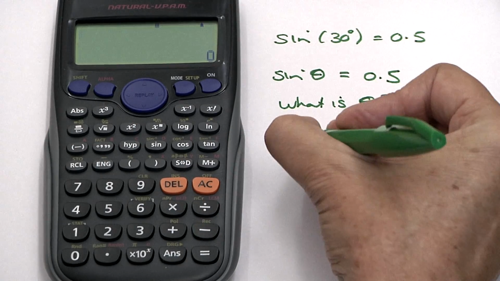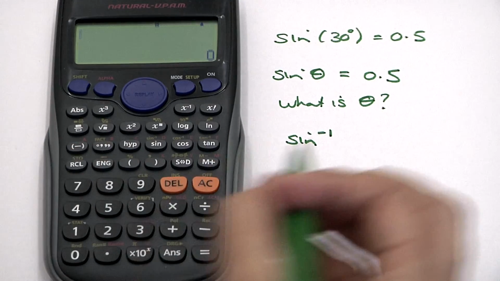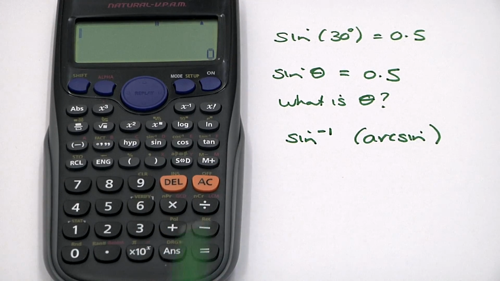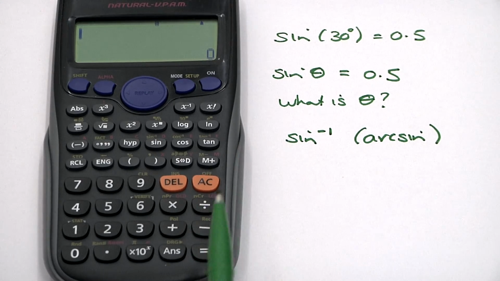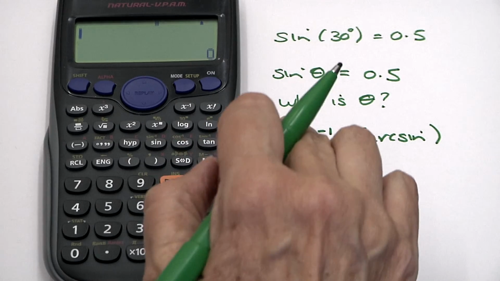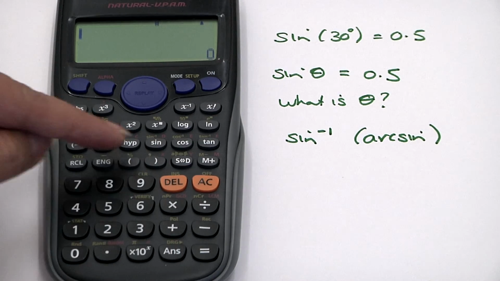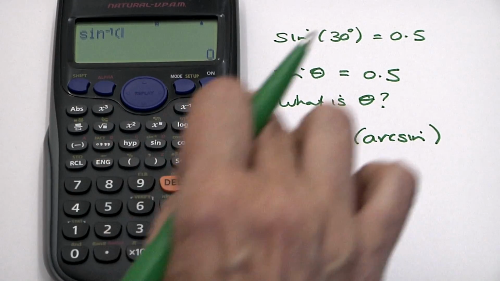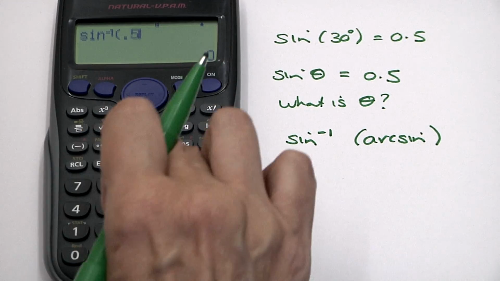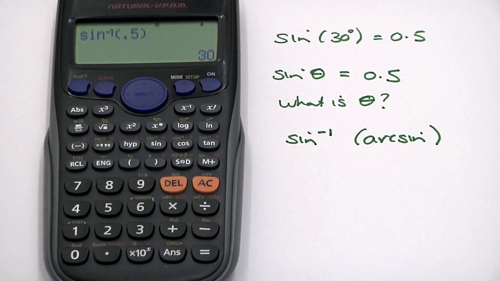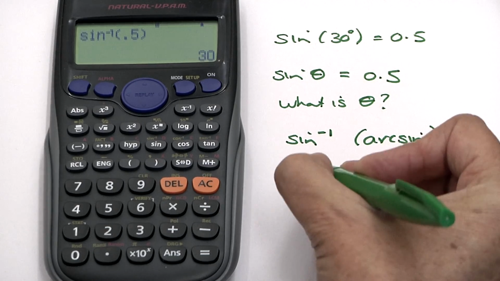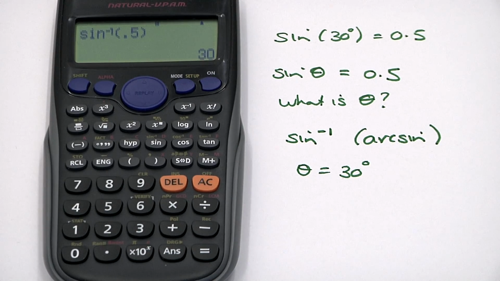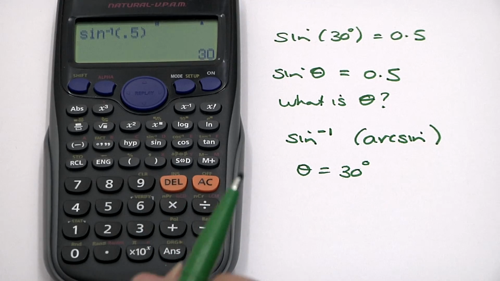Now we can use the sine to the -1 button. Okay, I like to call that arc sine. That way I'm not going to get mixed up with reciprocals. This is not a reciprocal. This is an inverse function. So we press the shift, and you can see here is the sine to the -1. It's just above the sine button. So we press shift, sine, or arc sine, and now we put in the 0.5, and we press equals, and lo and behold, it is equal to theta is equal to 30 degrees.